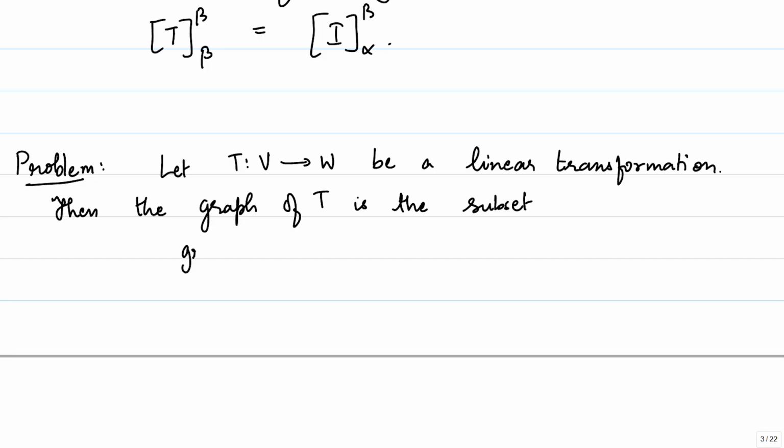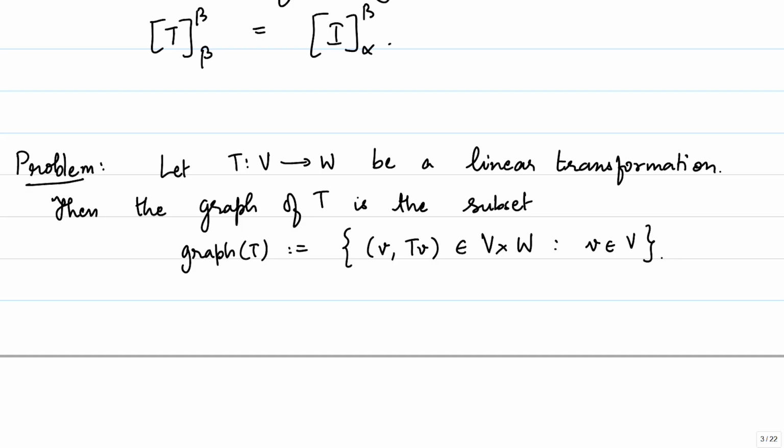Let me write it down. Graph of T is being defined to be the set of all (v, Tv) in V cross W such that v belongs to capital V. So notice that this is a subset of V cross W, which is a product vector space. The vector space operations there are obtained using the vector space operations in V and W. And graph of T is now just a subset which is defined explicitly in this manner.